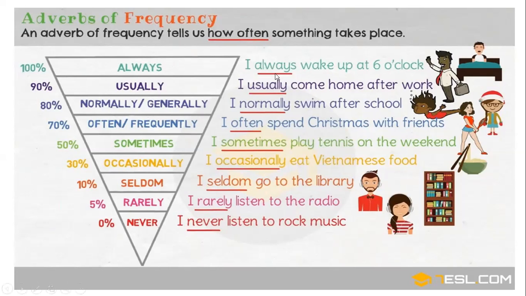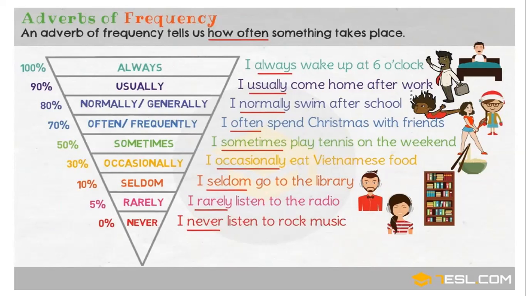For example, I always wake up at 6 o'clock. It means that this is a habit for me. So since this is a habit, no matter if it's weekend, my body clock, we can say, is programmed to wake up at 6 o'clock. So I'm always ready at that time to get up.